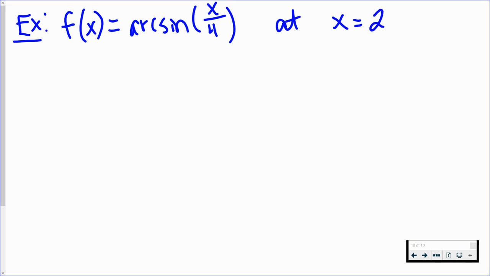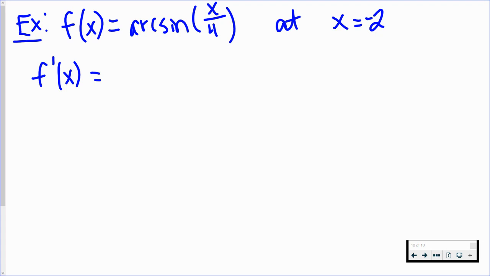Okay, so let's take a look at this one. Actually, I'm going to make this one -2. Let's call this -2, just to make it interesting. So we're going to find the slope of the tangent line and the y-coordinate so that we can plug in and write out our equation. We need to get the derivative.